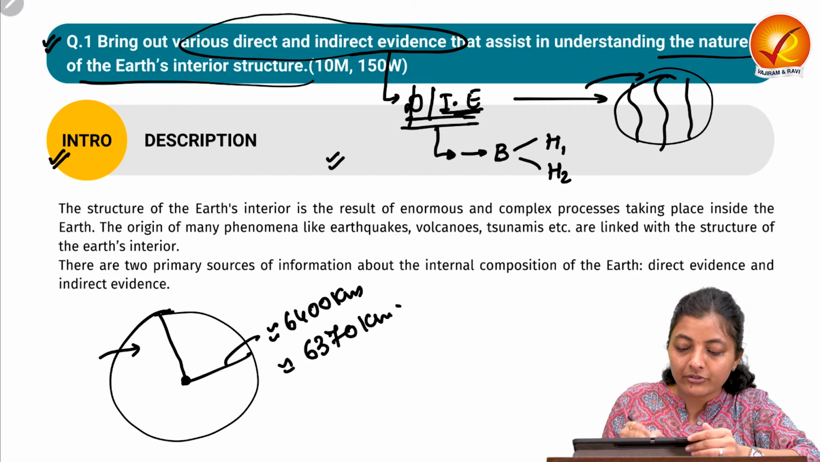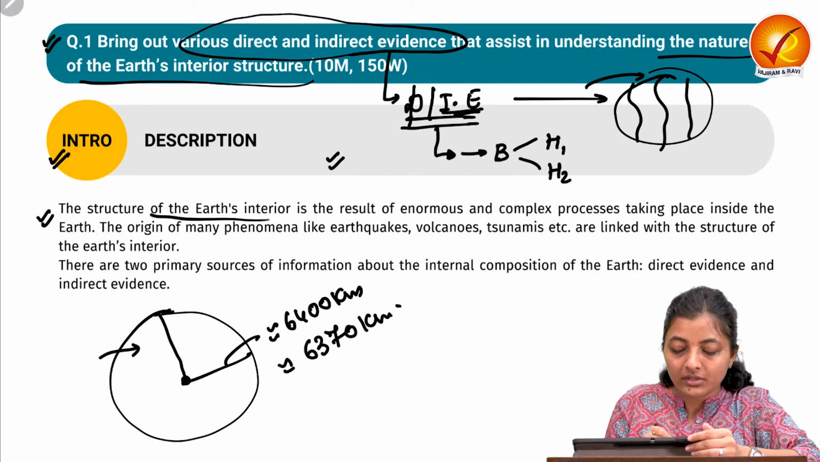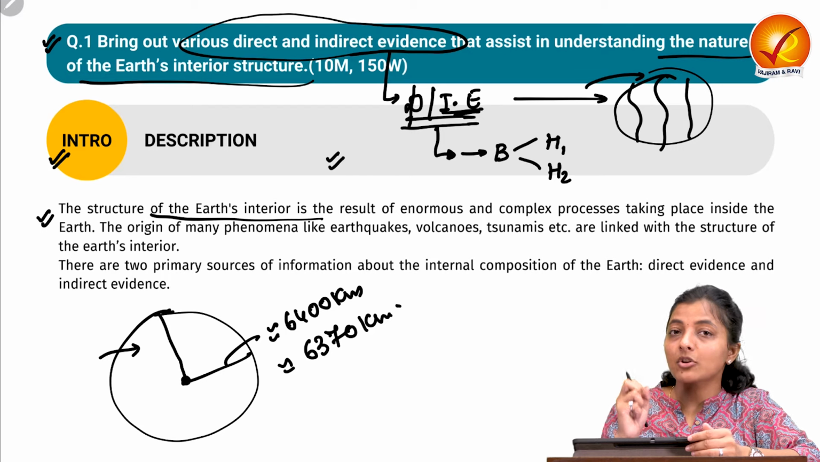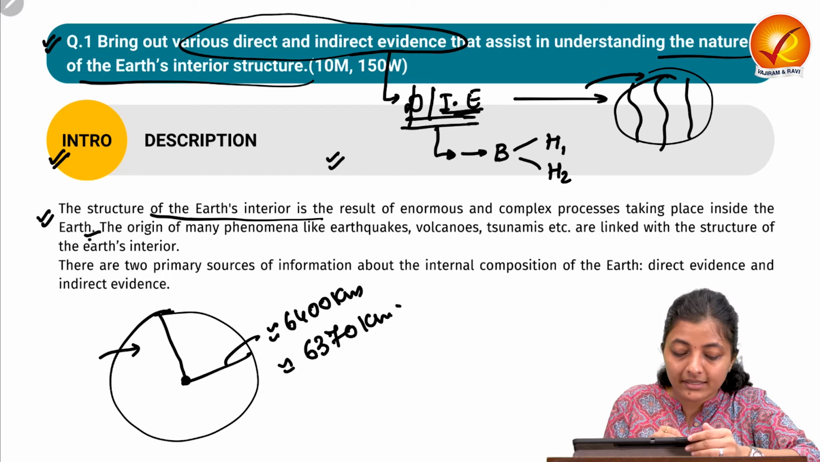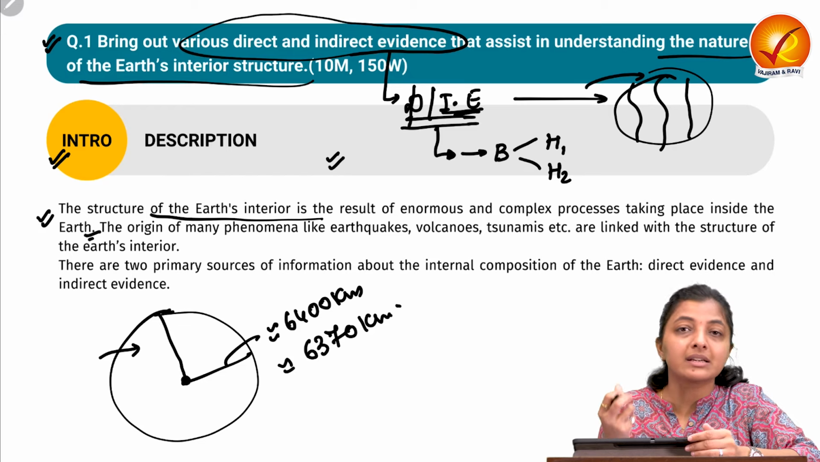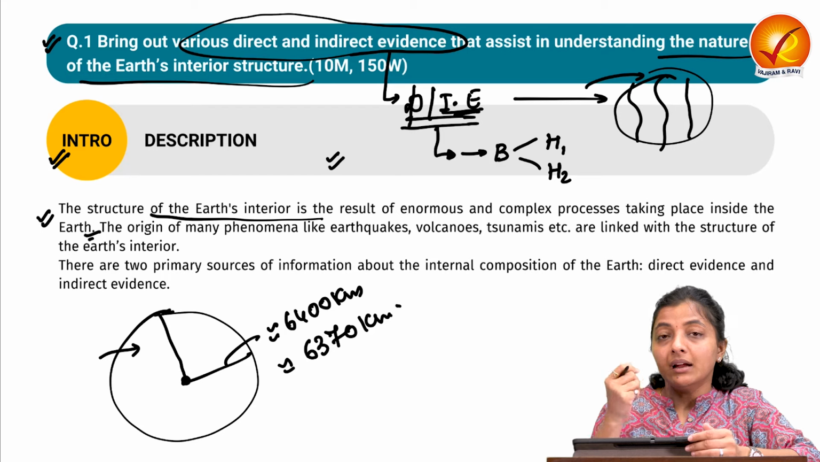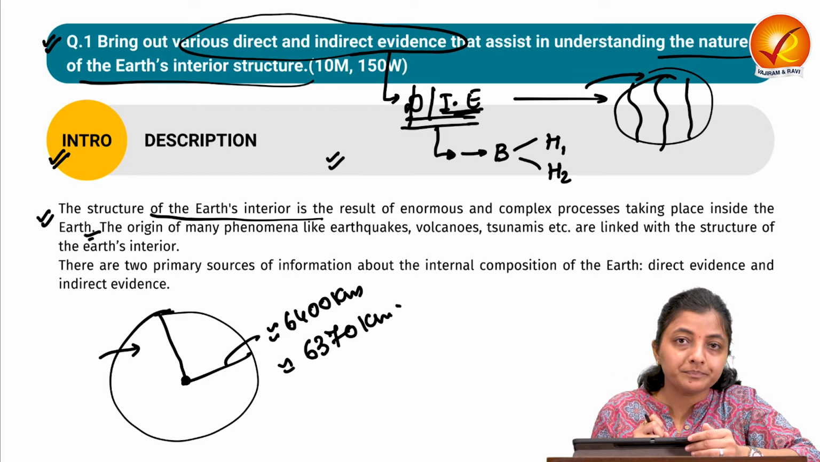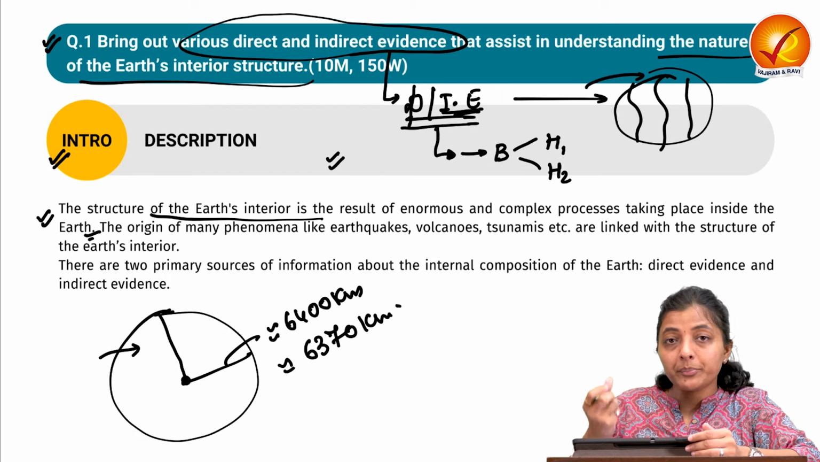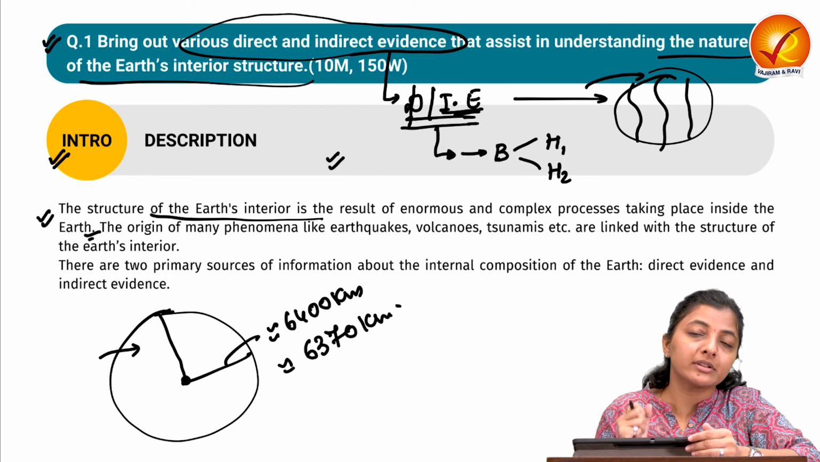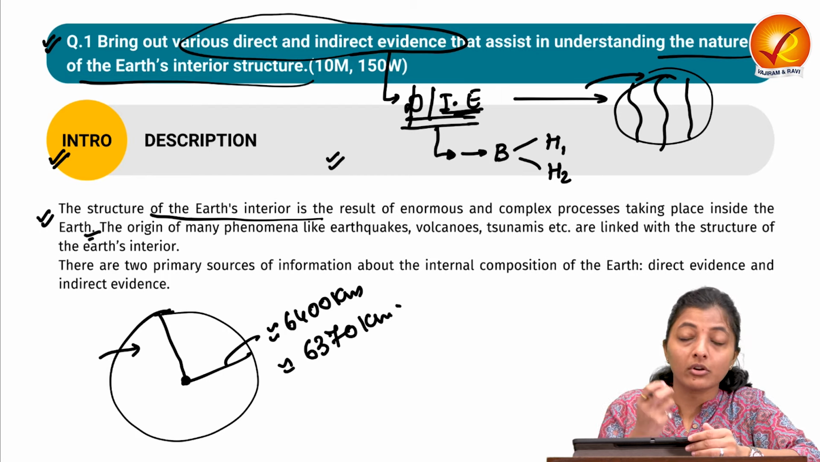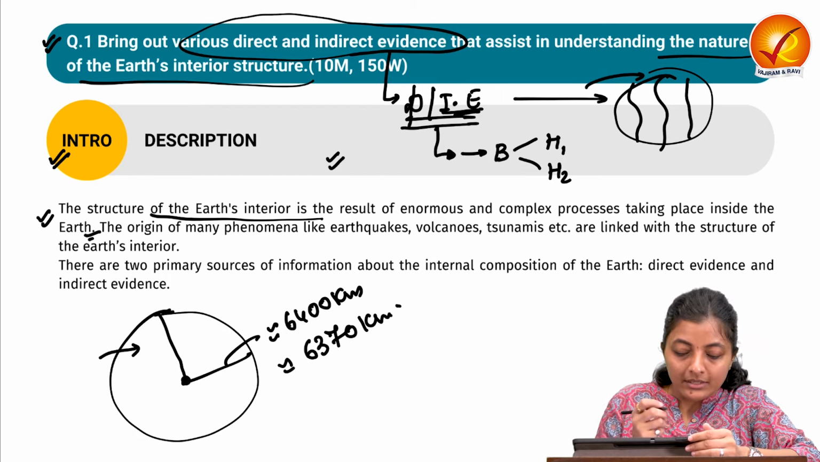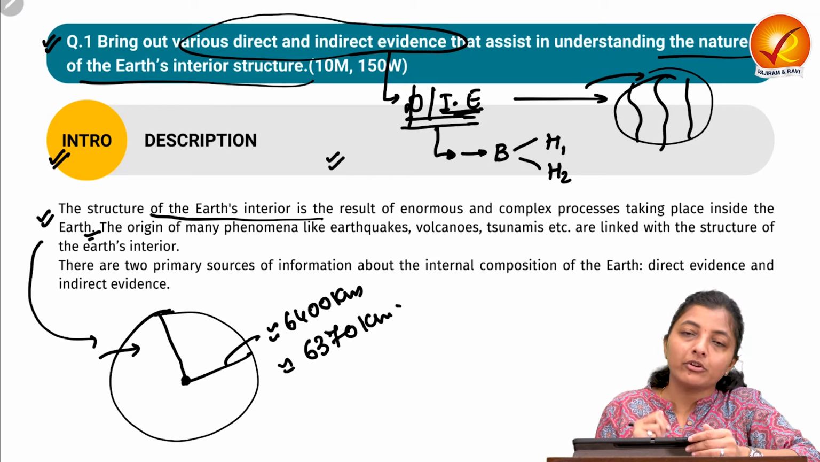One way to start your introduction is like this. The second way is that you can tell that the structure of the Earth's interior is the result of the various complexities that happen inside the Earth's interior. And Earth's interior is the source of the origin of different disasters like earthquakes, volcanoes, tsunamis. To get prepared for these disasters, we should know about their origin, about the Earth's interior, so that our preparation is good. This is also one way you can start your introduction.